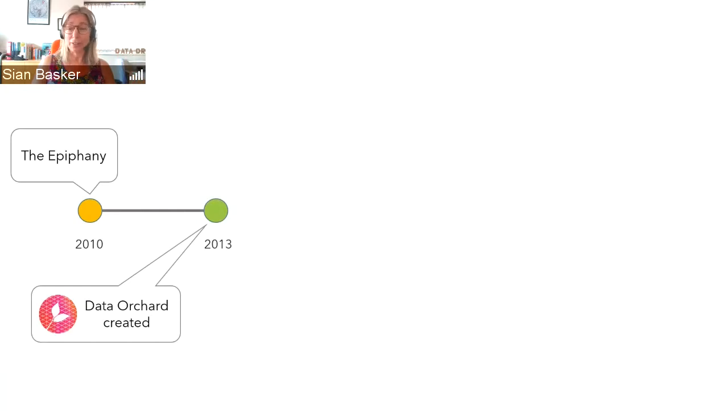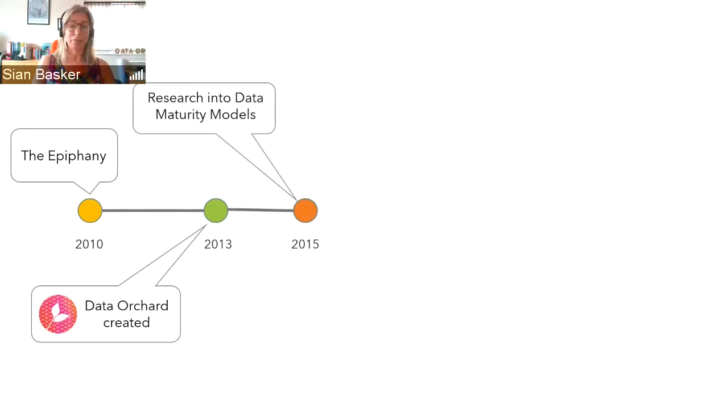Data Orchard ourselves set up as a social enterprise in 2013, and in 2015 we started researching data maturity models. We were doing this in partnership with DataKind UK, which was also a charity that had set up around the same time.